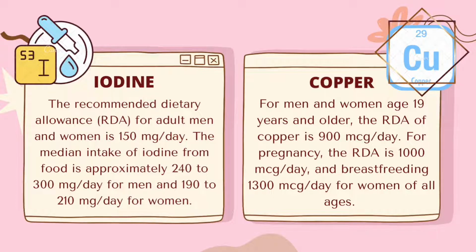Copper. For men and women aged 19 years and older, the RDA of copper is 900 microgram per day. For pregnancy, the RDA is 1000 microgram per day, and breastfeeding is 1300 microgram per day for women of all ages.